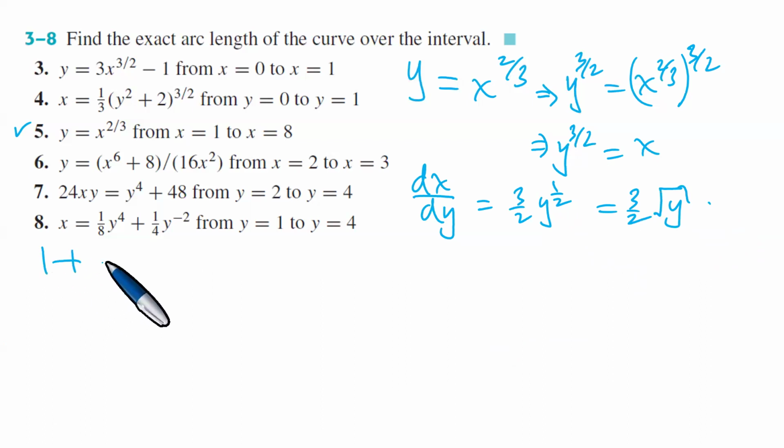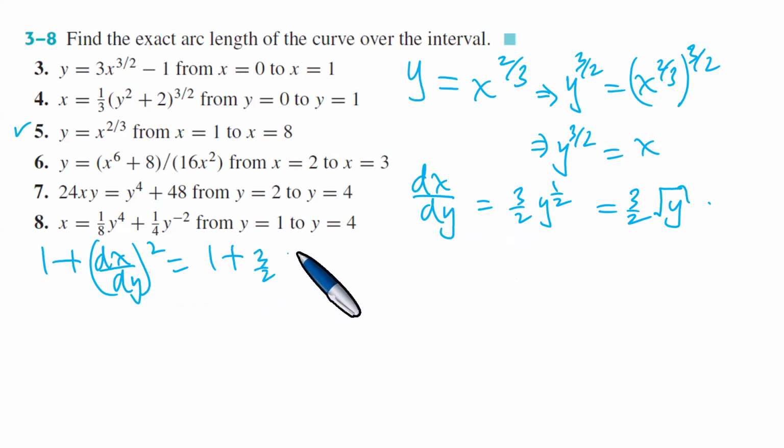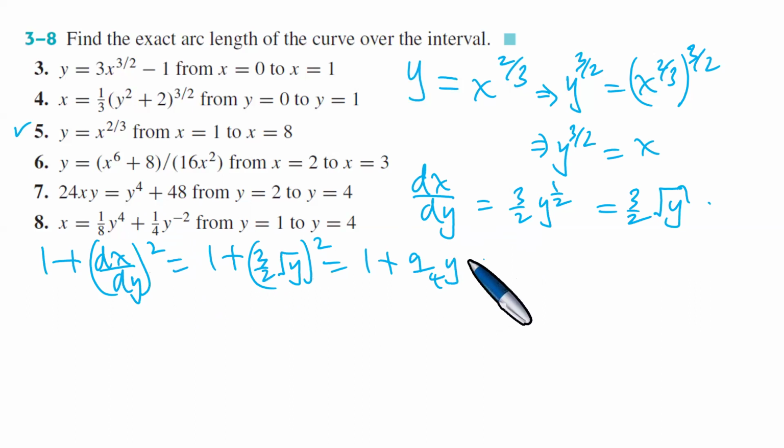Simultaneously, this is 1 plus dx dy, you square it. 1 plus, if you have the dx dy, 3/2 the square root of y, then you square it. I'm going to give some homework here. Some of these are very similar to the things we saw in the test. Okay, so if you square the 3, it becomes a 9. You square the 2, it becomes a 4, and then it becomes that.